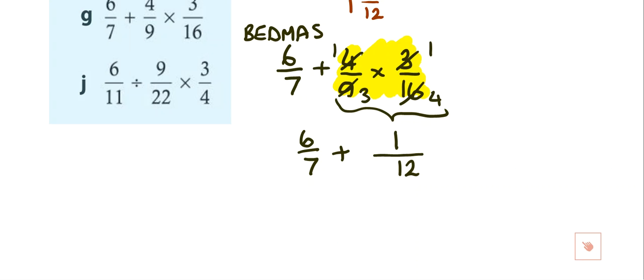So what do we have to do? We have to find the lowest common multiple. What's the lowest common multiple of 7 and 12? It's 84. So this one we're going to multiply by 12, and this one we're going to multiply by 7. So we end up with 6 times 12, which is 72, and 7 times 12 is 84.